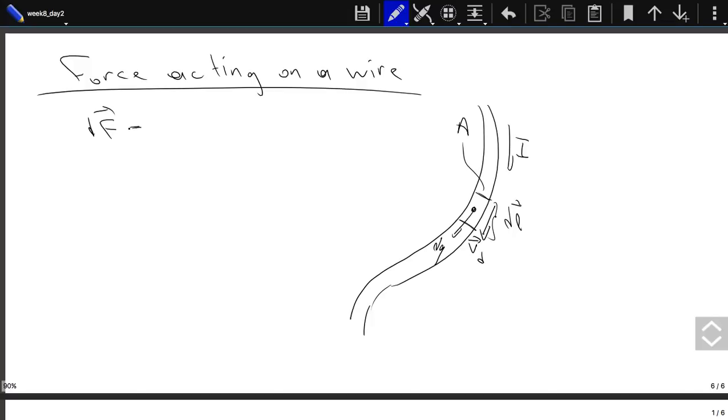Now what we are doing is taking a very small segment of the wire. The length of that very small segment is dl. We also define a vector dl that is along the wire, in the same direction as the current, which we will be using later on. Now in this segment, there is a charge dq, and the cross-section area is A. Let's say n is the number density of the charges.